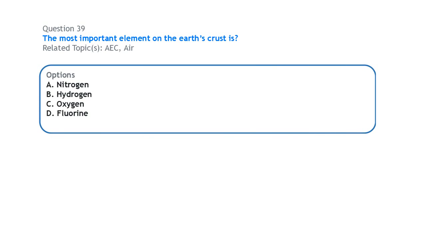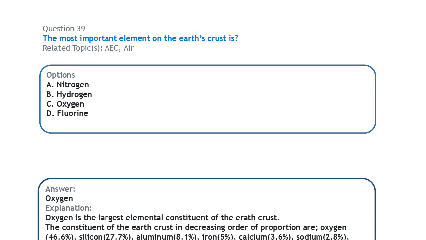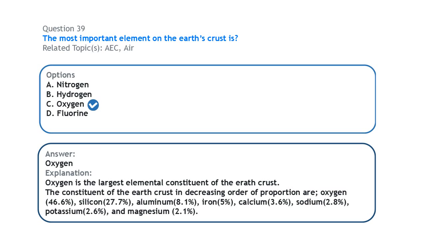The most important element on the earth's crust is oxygen. It is essential to plant life and animal life. For the animals, it is a respiratory gas that they breathe in. For the plants, it is a constituent of the carbon dioxide which they require for photosynthesis. And oxygen again is the largest elemental constituent of the earth's crust in terms of its percentage composition.